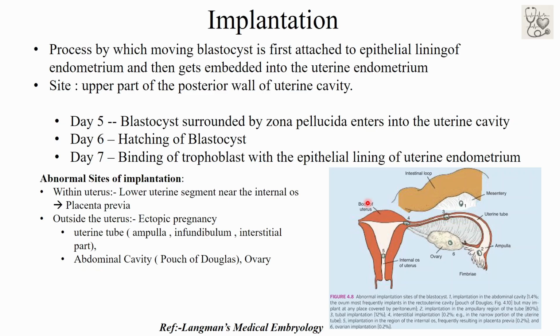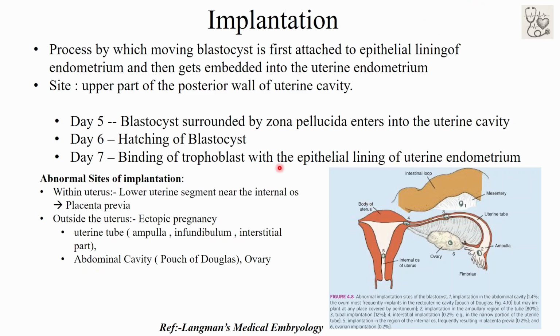In the approximation of gametes, we have discussed the transport of sperm, similarly the transport of an oocyte, then fertilization and the different phases of fertilization. After fertilization, the blastocyst reaches the uterine cavity in about 4 to 5 days. After that, implantation occurs.